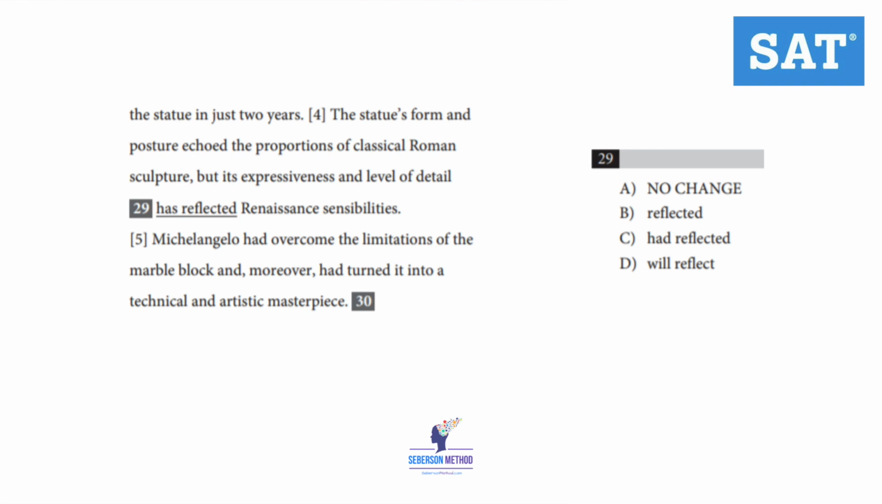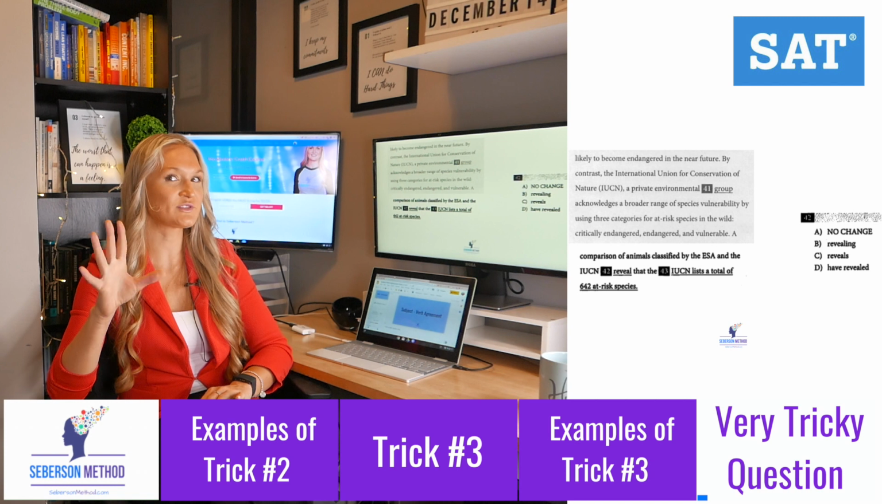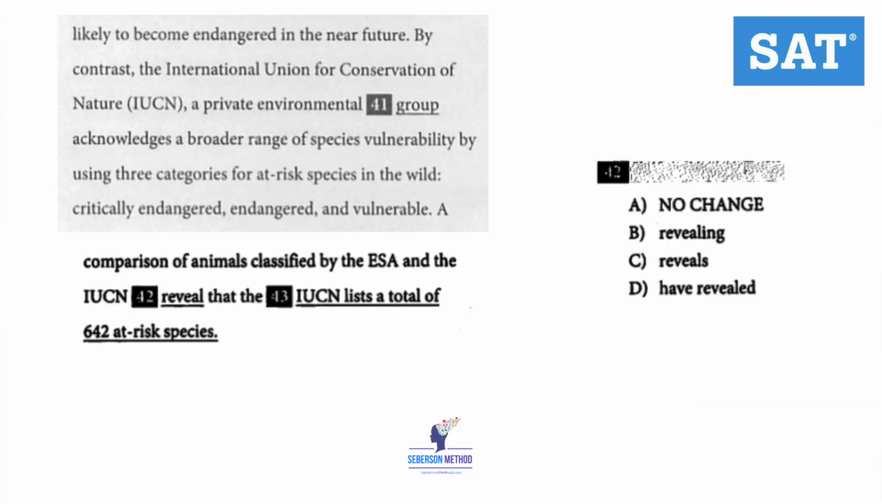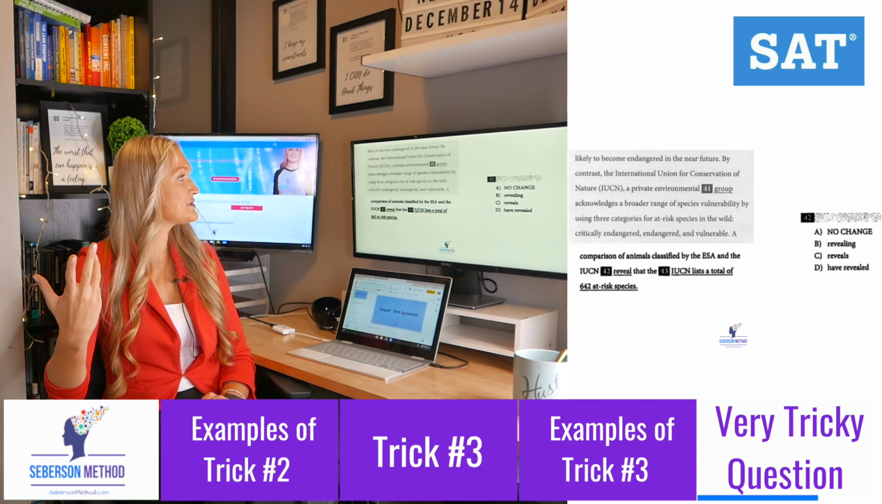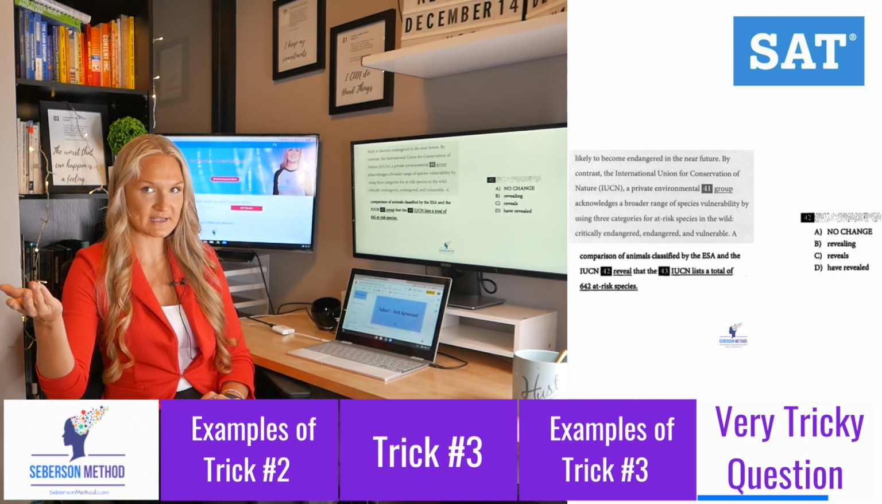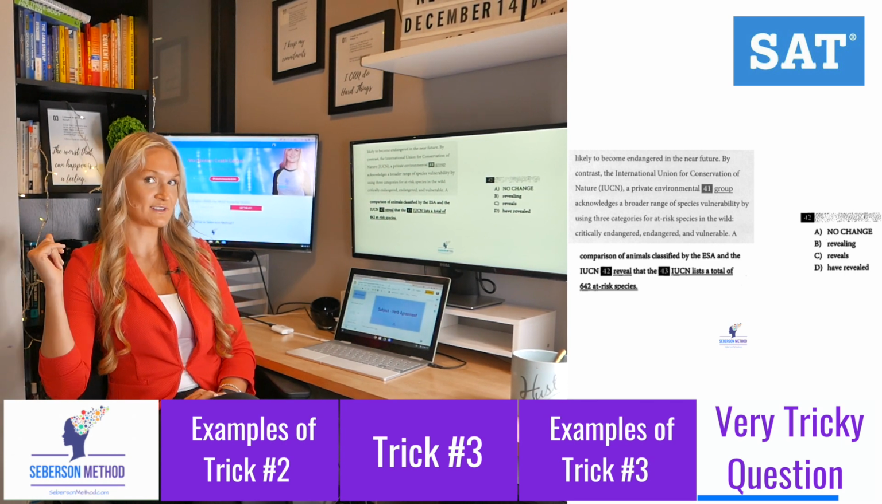Reflected Renaissance sensibilities. And this one is a little bit tricky, so I really want you to pause and try to solve this one. Again, you're going to be given the verb, so find a subject. What's the subject? If you said animals and IUCN, I want you to think again. And remember what we talked about, that a part of a prepositional phrase will never be a subject. Of animals classified, that would be your first prepositional phrase. By the ESA and the IUCN, that would be another prepositional phrase, because by is a preposition. The subject here is a comparison, and we can replace comparison with the pronoun it, so it reveals. The answer choice is C.